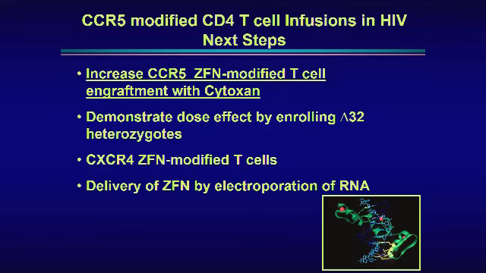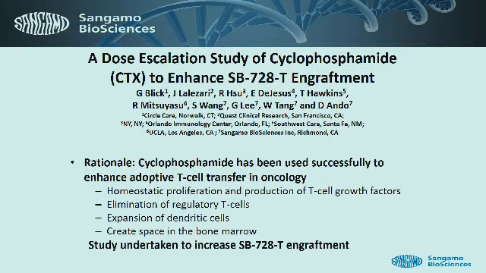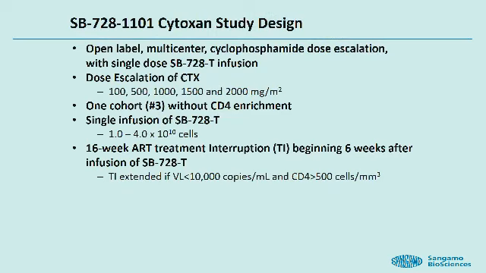So I'll speak first about conditioning with Cytoxan, and this is a study that was performed by Sangamo, and again the rationale is that cyclophosphamide has been used to successfully enhance adoptive T-cell transfer in oncology. So this was an open-label multi-center trial with increasing doses of Cytoxan from 100 up to 2,000 milligrams per meter squared. There was one cohort that did not have CD4 enrichment, a single infusion of modified T cells, and again, the structured treatment interruption.